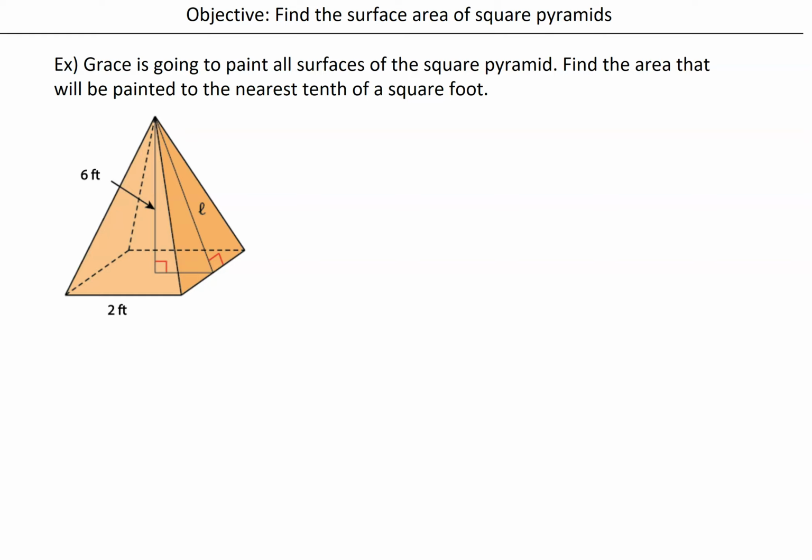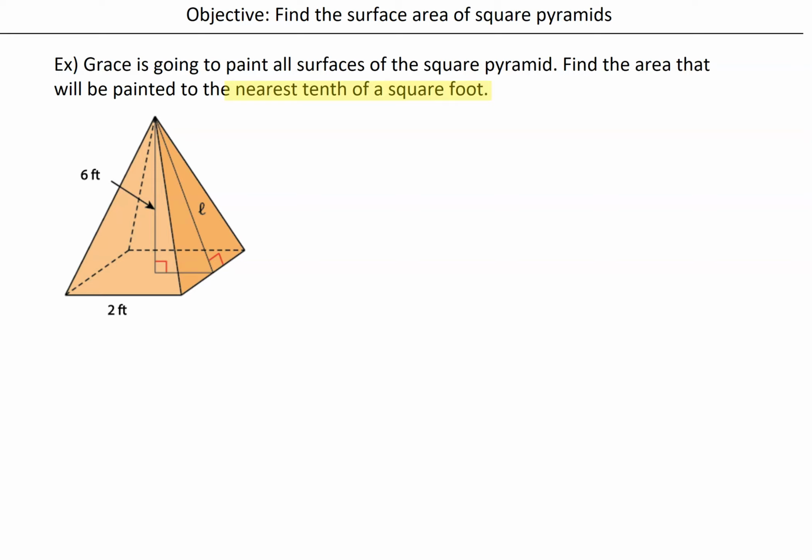So here it says Grace is going to paint all surfaces of the square pyramid. So we're looking at the total surface area, all 4 triangles and the square base. We are to find the area that will be painted to the nearest 1/10 of a square foot. So we want to make sure that all of our linear measurements are in feet, which they are.